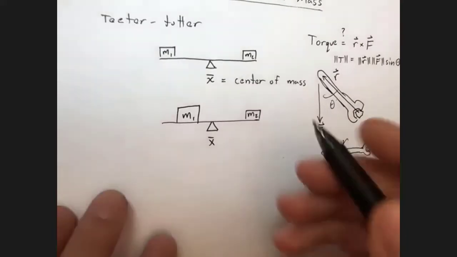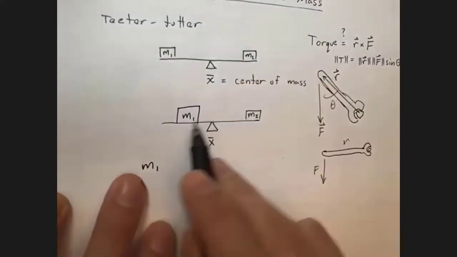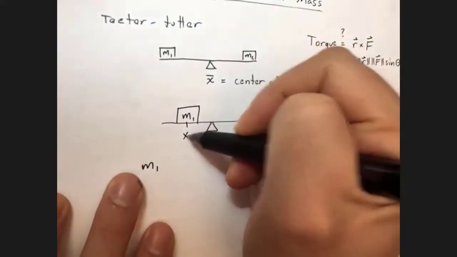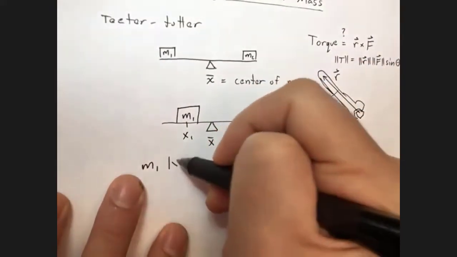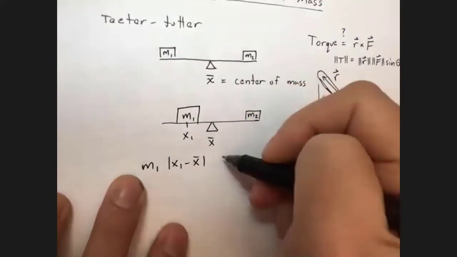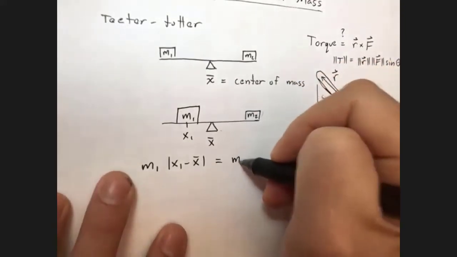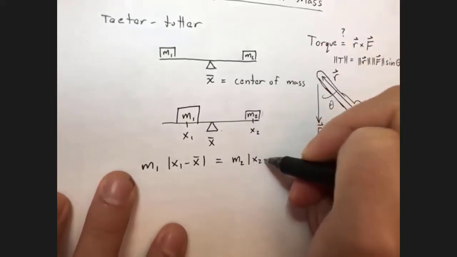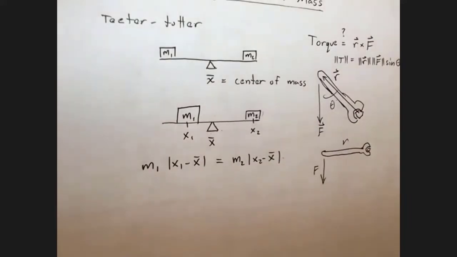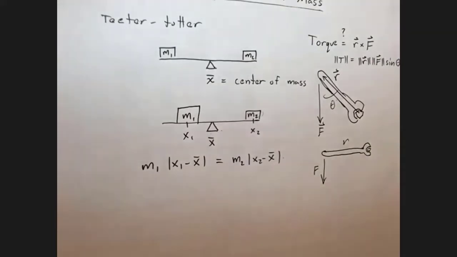So what we need to have happen for this to be balanced is that we need mass 1 multiplied by the distance here. Suppose this guy is at position x1. We need this mass 1 times this distance, that's the absolute value of x1 minus x bar, to be the same as the torque of this kid. So that's going to be m2 times his distance, the distance between x2 and x bar. If that equation holds, if these two sides are equal, then the teeter-totter will be balanced because they are exerting the same torque on the system.